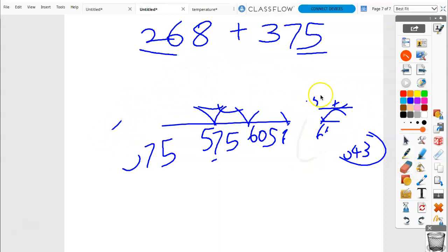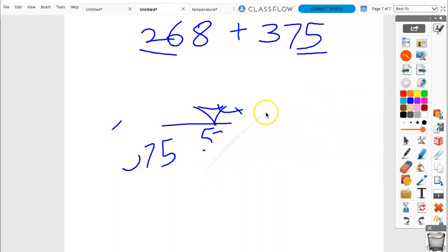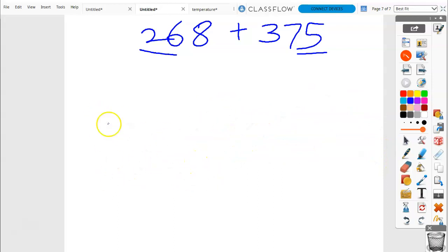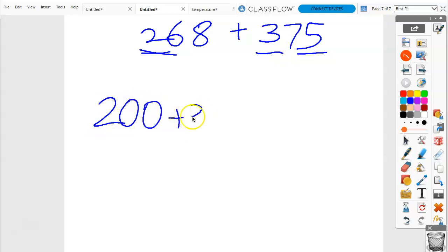Another way is called break apart. Here you go. All right. So break apart, we are going to add by place value. So the 2 and the 3 are in the hundreds place. So we do 200 plus 300 first, which equals 500.